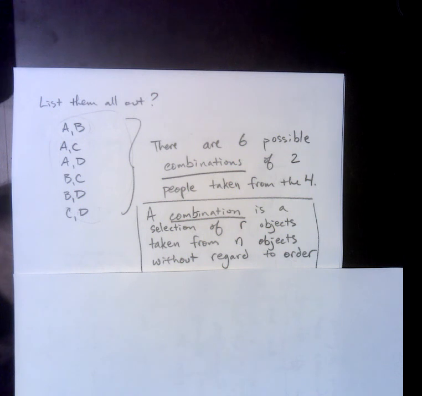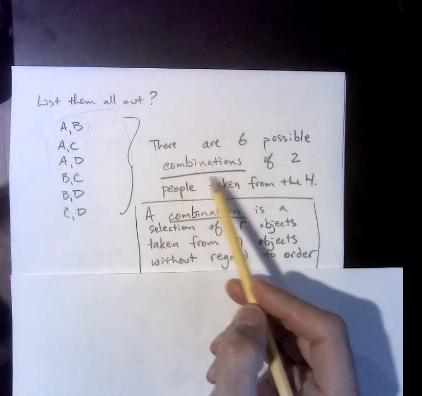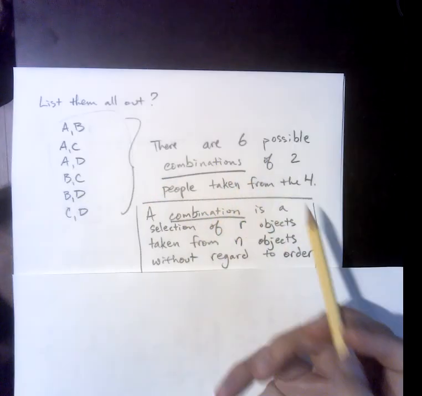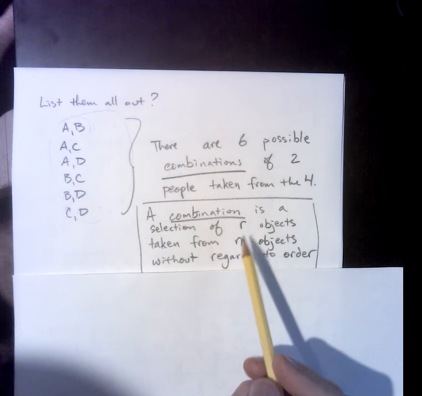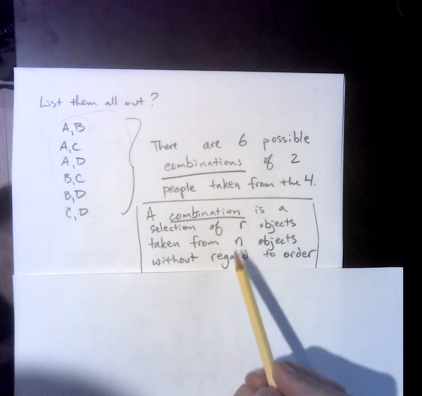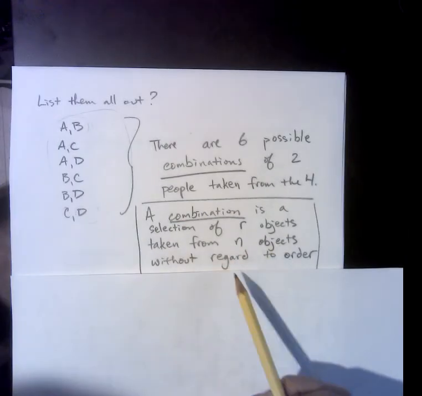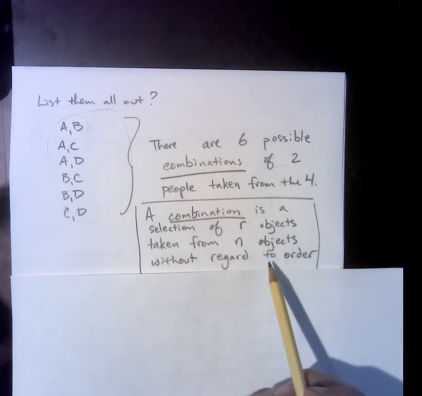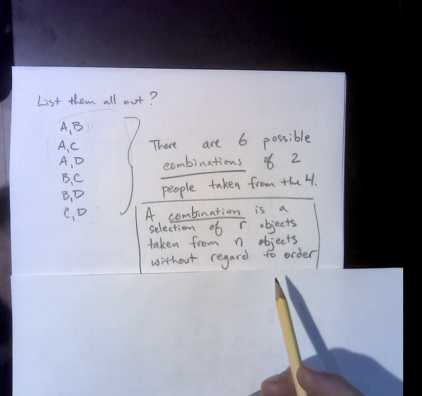We would say there are 6 possible combinations of 2 people taken from the 4, because in math, a combination is a selection of a certain number of objects from the total, R objects from N objects, this time without regard to order. So permutation is when an ordering also takes place. Combination is just a selection of a smaller group from a bigger group.